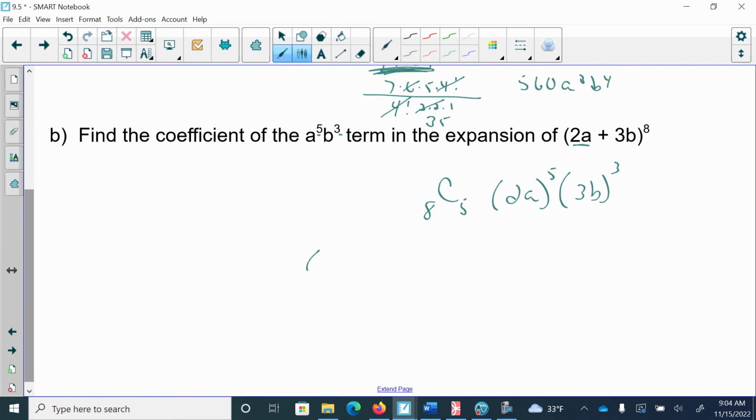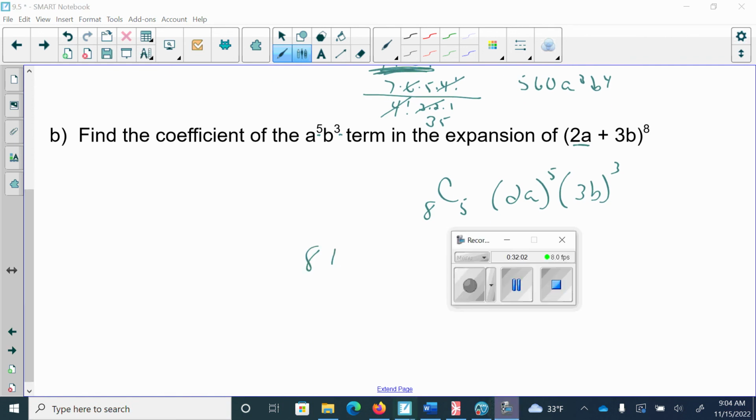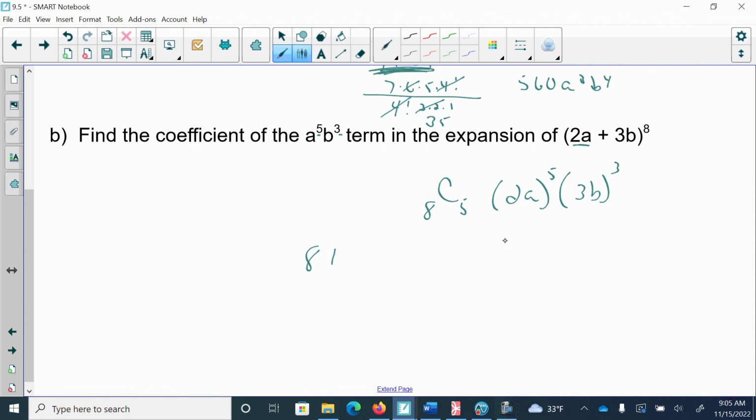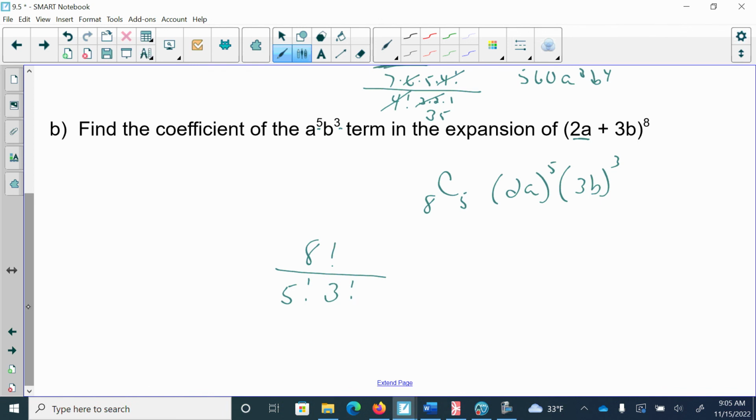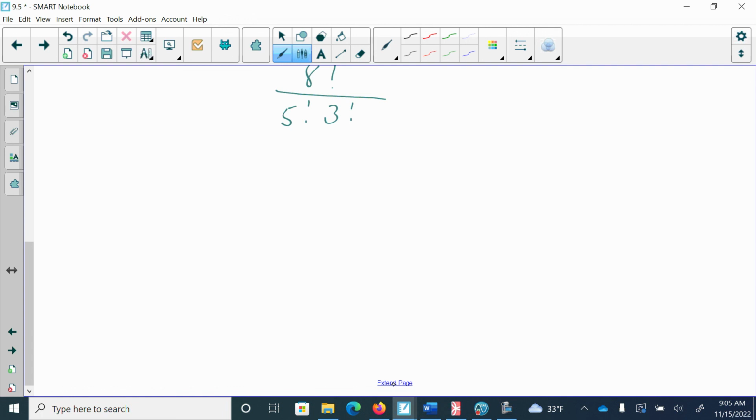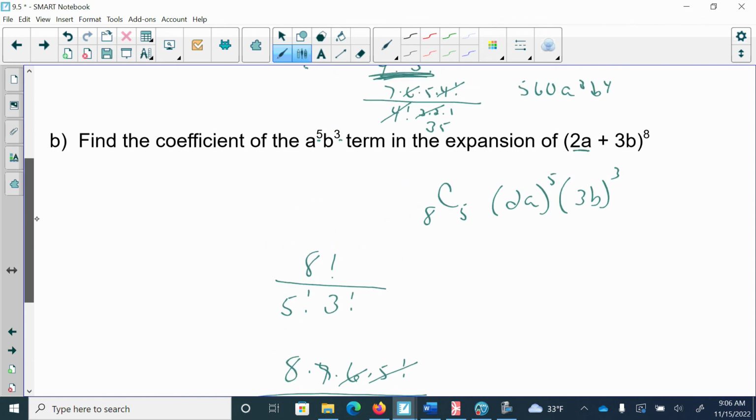So when I do this, this will be 8 factorial over 5 factorial, and then 8 minus 5 is 3 factorial. So that, again, doesn't matter which one. So I do that. So I'm going to have 8 times 7 times 6 times 5 factorial over 5 factorial, and then 3 times 2 times 1. The 5 will simplify, the 3 and the 2 and the 6 will simplify, so the 8 times 7 is 56. So I'm going to have 56.